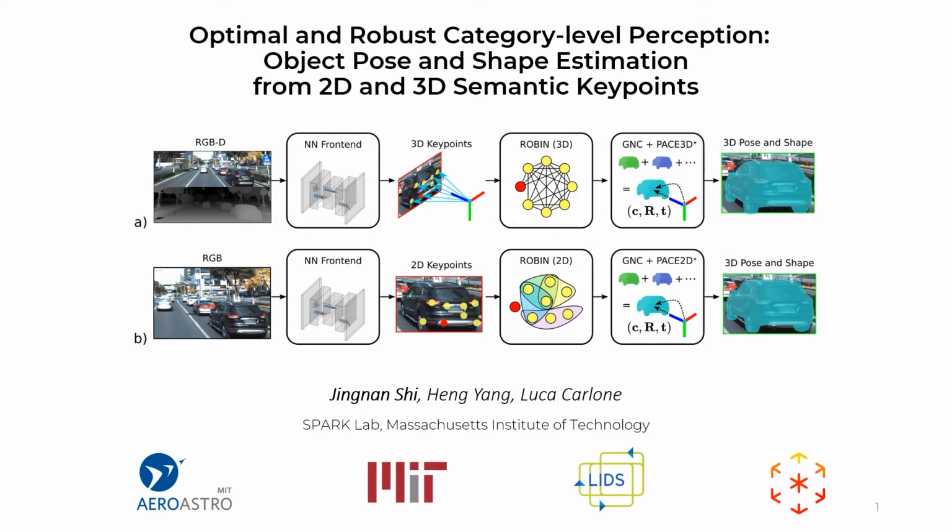Hi, my name is Jingnan, and in this video, I'm going to introduce our work on optimum and robust category-level perception from 2D and 3D semantic key points. This is joint work with Heng and Luca Carlone at MIT SPARK Lab.